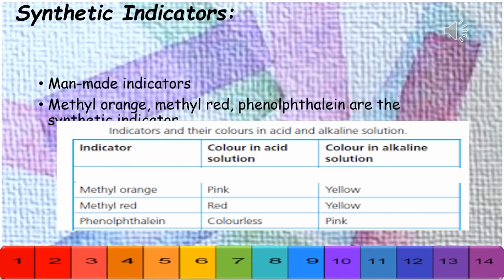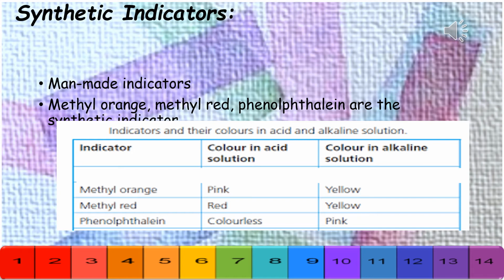Synthetic indicators are also known as man-made indicators and are widely used in the laboratories to detect whether the solution is acidic or basic. So it is basically an acid-base indicator, which is man-made. Methyl orange, methyl red, phenolphthalein, these are the common synthetic indicators used in laboratories.